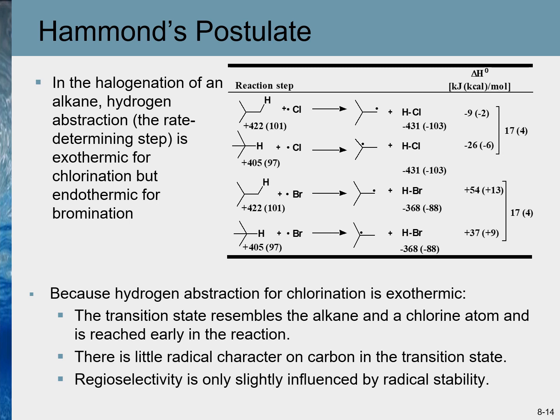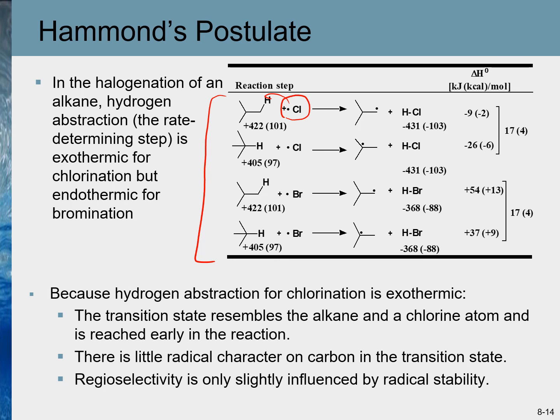Now let's apply Hammond's postulate to explain the relative regioselectivities of chlorination versus bromination of alkanes. The rate determining step in these halogenation reactions is the abstraction of a proton by the chlorine free radical or the bromine free radical. The bond dissociation energies or the heats of reaction of these rate determining steps are given in this table.